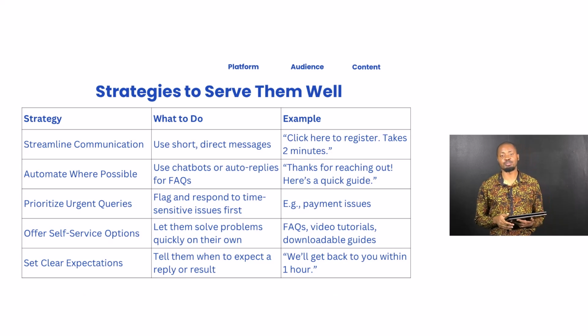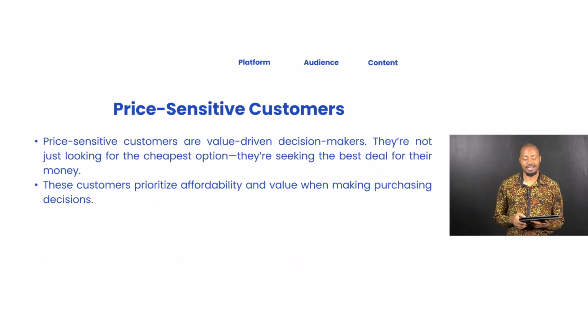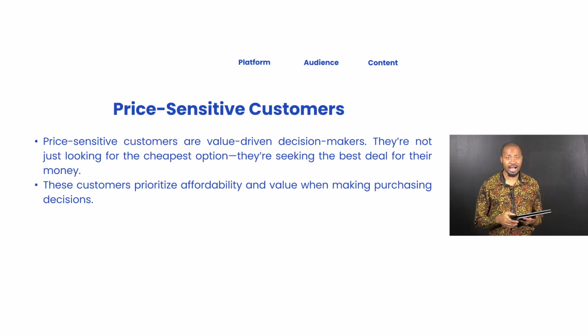The next one is price sensitive customers. Price sensitive customers are customers that want to get the best deals. They are the ones that are always looking for Black Friday. They are looking for the cheapest product. They are the ones that can go to the market or to the mall and look for the cheapest product. And they prioritize affordability and value when making purchase decisions.